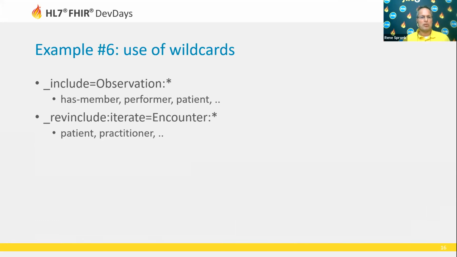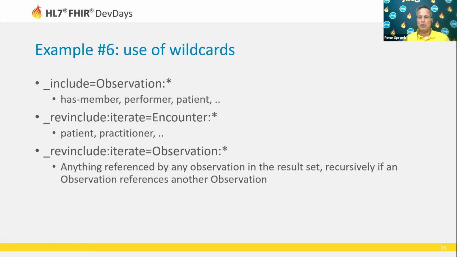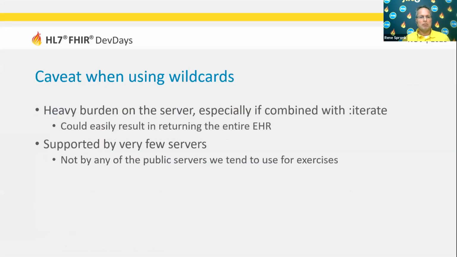I can also do that with a reverse include. Okay, reverse include, and then use it for iterate, and then go like, I want to have encounters. So all outbound stuff by an encounter. Okay. Patients, practitioners, etc., etc. So you have to be careful, especially if you do iterate, because an encounter may reference some other encounter, which means it's also going to expand all the references that that other encounter has. So very quickly, this will balloon basically, and you will return the entire electronic healthcare record if you're not careful. Right? So that really can be a problem.